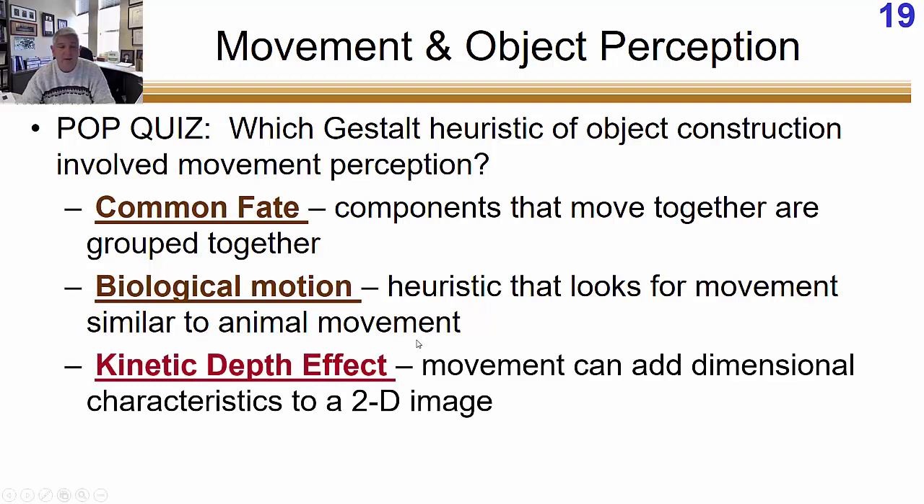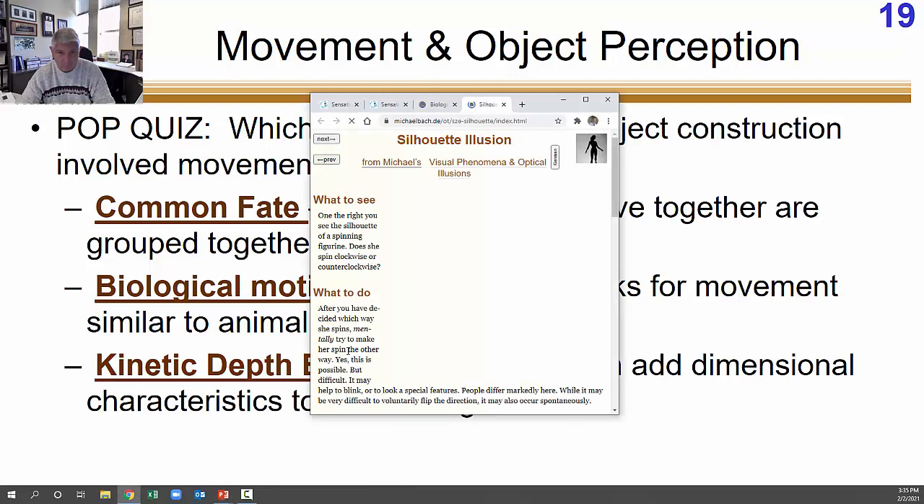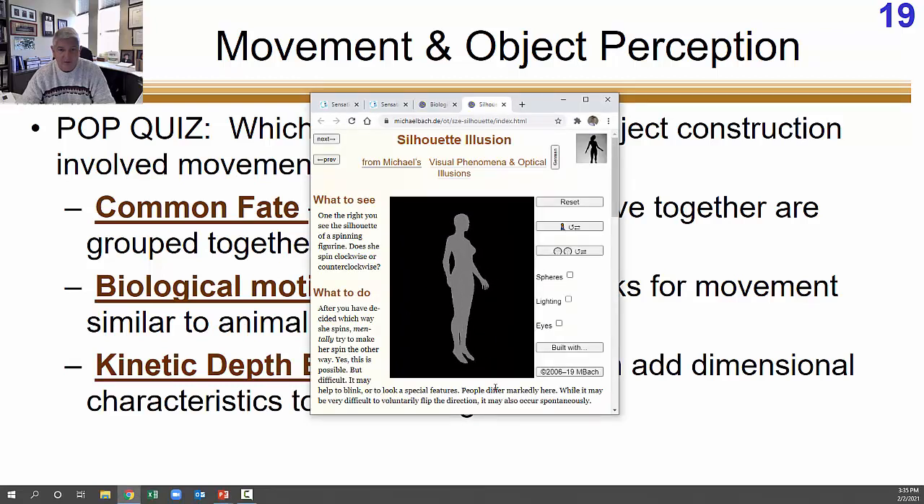Movement can also add dimensional characteristics to a 2-dimensional image. So movement can give us a 3-dimension perception. So here, if you look at this silhouette that's moving, right, you either see it as rotating from left to right, or you can see it rotating from right to left, right? Figure out which way it's rotating for you, and then let's try for a few seconds to make it move the other way.